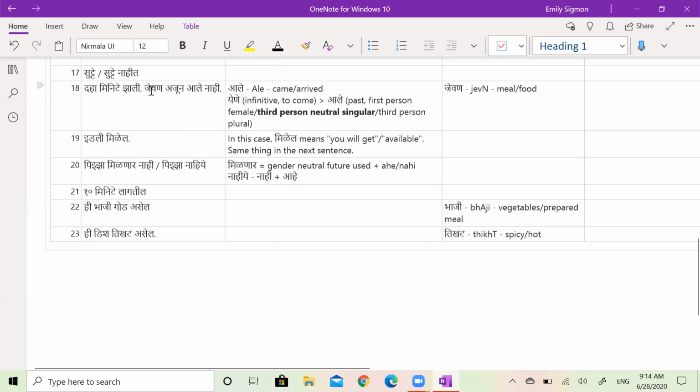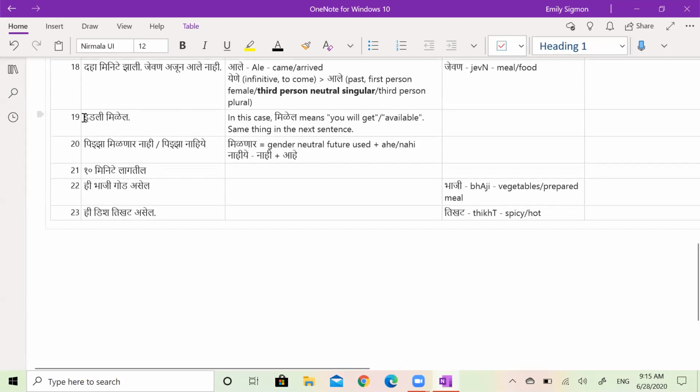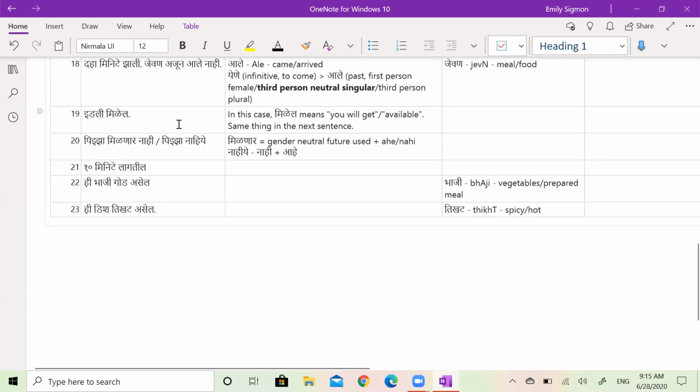Jevan, a meal or food itself. Ajun aale nahi. So, meal or food, still, more, came, nahi. So the food still hasn't come, it's been 10 minutes, but the food still hasn't come. Idli milel, so this is the same as earlier. Milel is to get, but in this case it means available. So is there idli available that I can order?